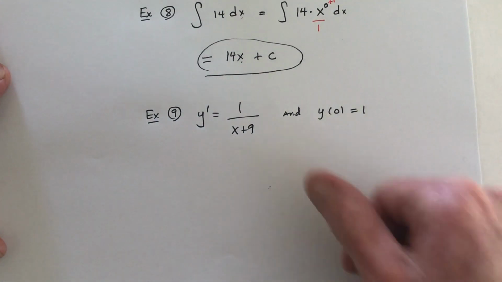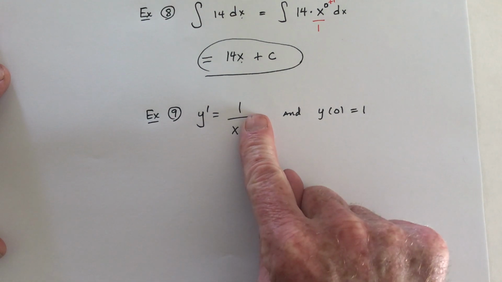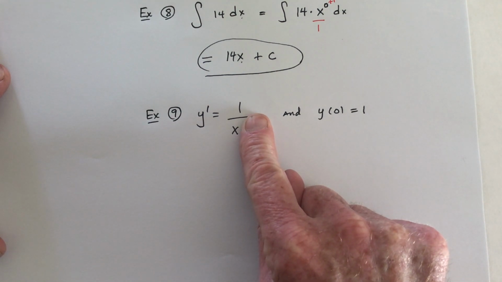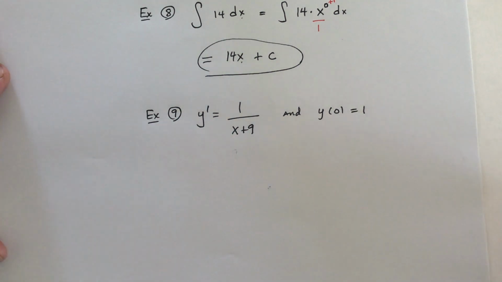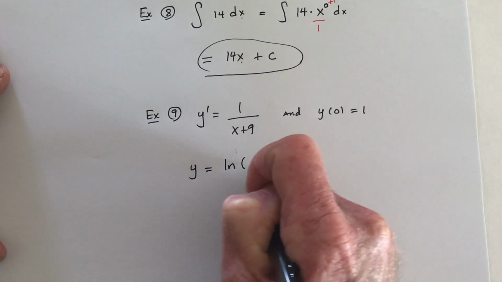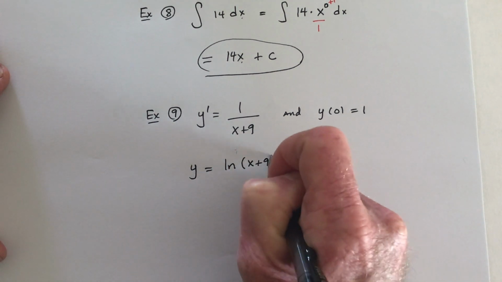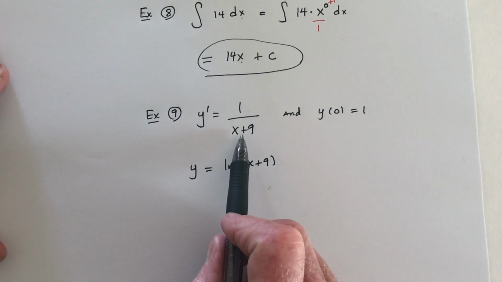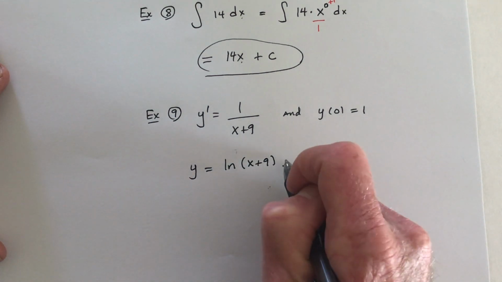So this one is the natural log. If you just ignored the 9, that's 1 over x, and that comes from the derivative of natural log. Well, because that has an x plus 9, that means it's natural log, and then inside the parentheses, just put the x plus 9. So there's the antiderivative of that one, then the plus c.